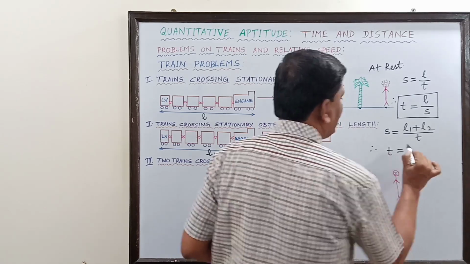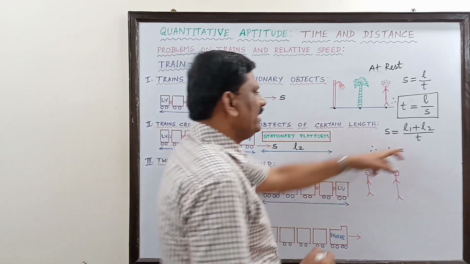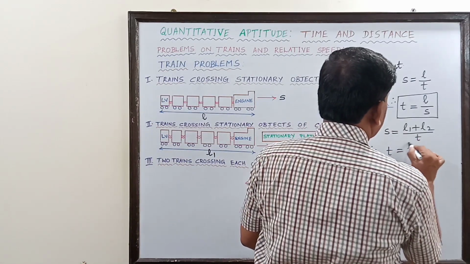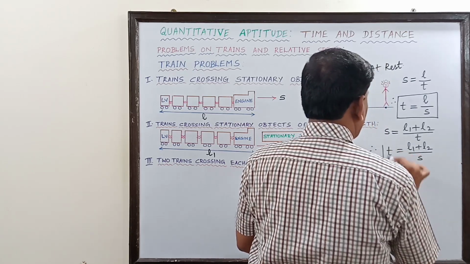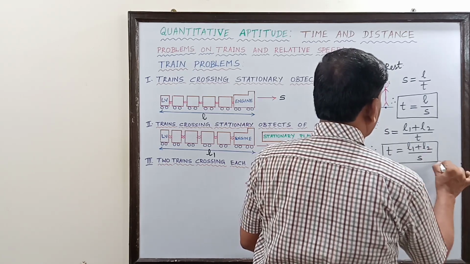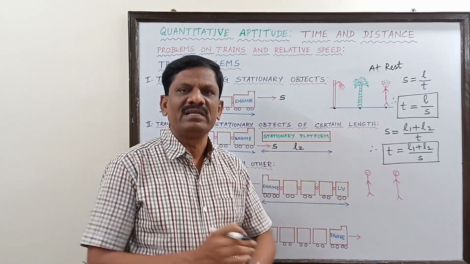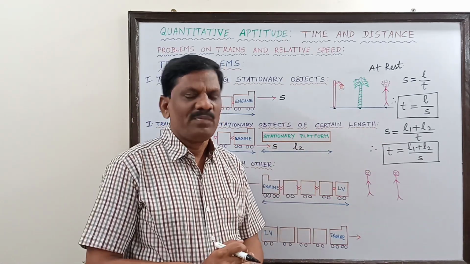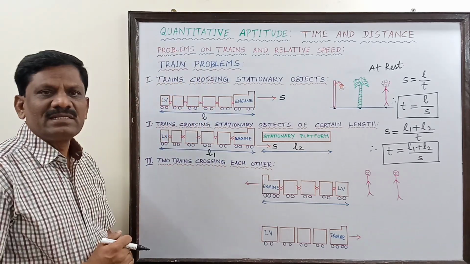Therefore, the time taken by the train to cross the entire platform T must be equal to L1 plus L2 divided by S, where S is the speed of the train. So this is once again a very important formula to solve many of the problems. Okay, what is the third case?